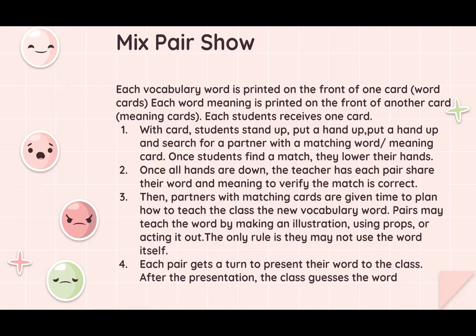There's something called mix, pair, share. In this activity, each vocabulary word is printed on the front of one card, and each word meaning is printed on the front of another meaning card. Each student is going to receive a card. The students will stand up and put a hand up, and they're going to keep their hand up while they're searching for the partner. When they find their partner, they're going to lower their hands.